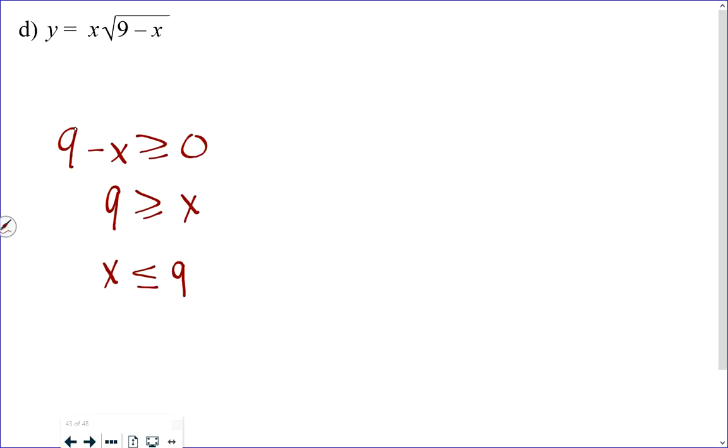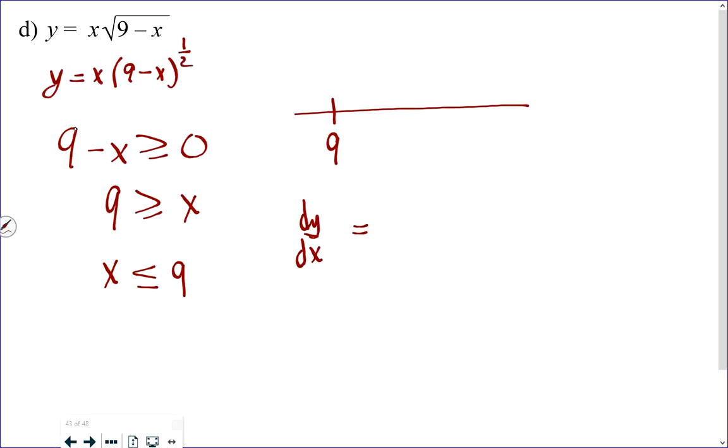So our domain is from here to infinity. There's nothing to the left of the 9. So now we have to find the derivative. I think most of you have grown to the point where you don't need necessarily to write that to know that it's a 1/2 and to differentiate it using the power rule as part of the product rule.